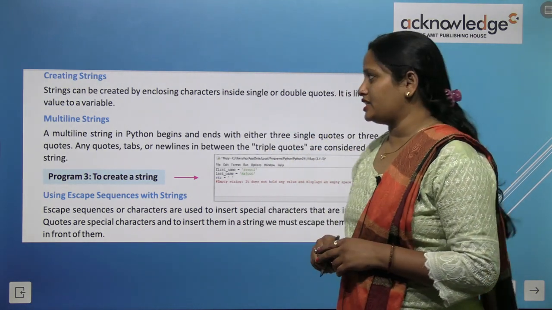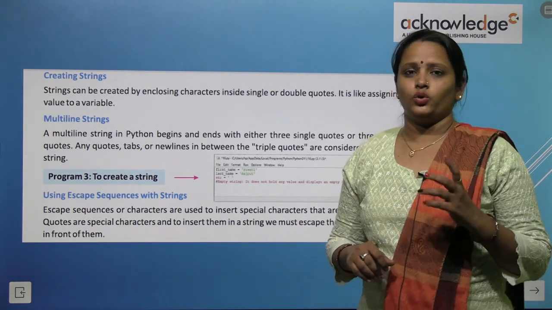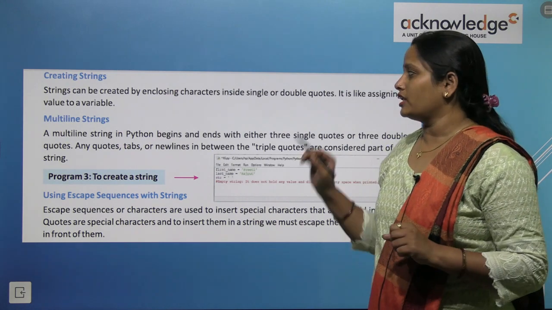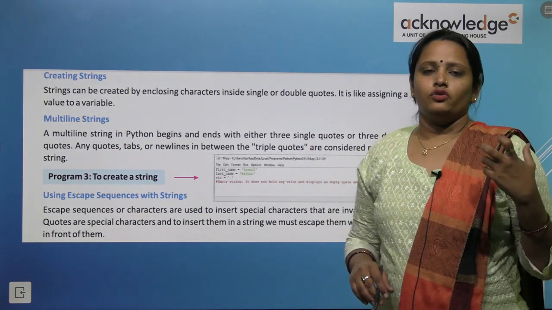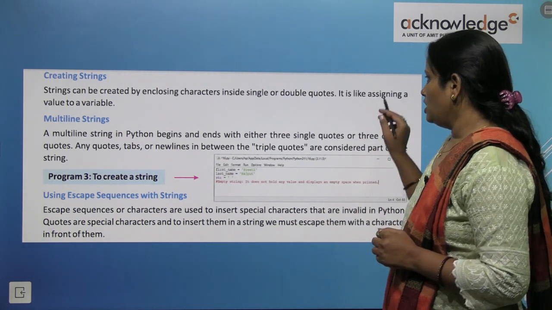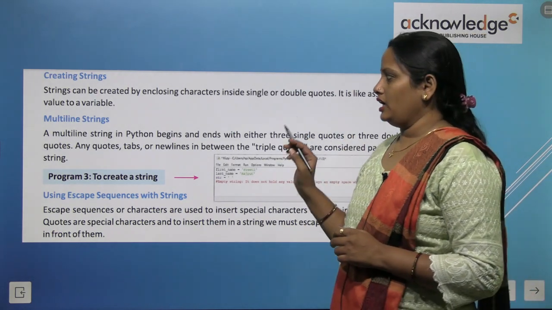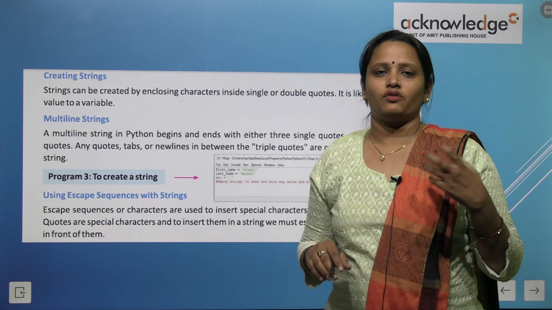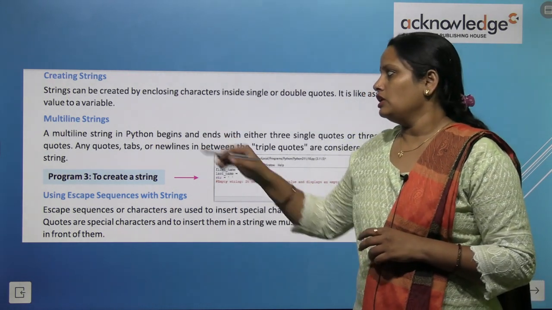Strings can be created by enclosing characters inside single or double quotes. So single या double quotes के अंदर हम अपने जो भी characters हैं उसको इसके अंदर डाल देंगे. So we are creating the strings. In this way we can create the strings. It is like assigning a value to the variable. So ये ऐसा है जैसे कि हमने एक वैल्यू असाइन की है किसी भी वेरिएबल को.